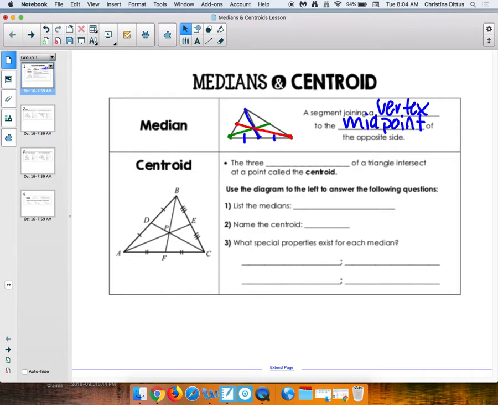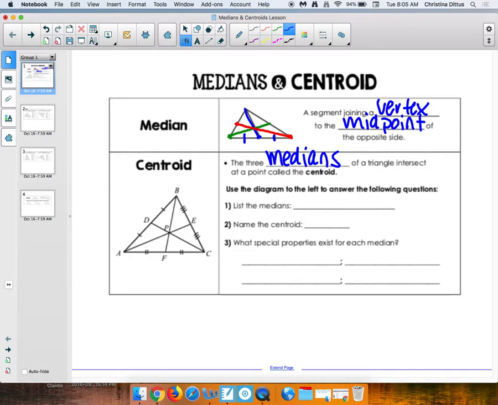Okay, the centroid is where the 3 medians meet. That's called the centroid. Think of it like the center. Has center there.